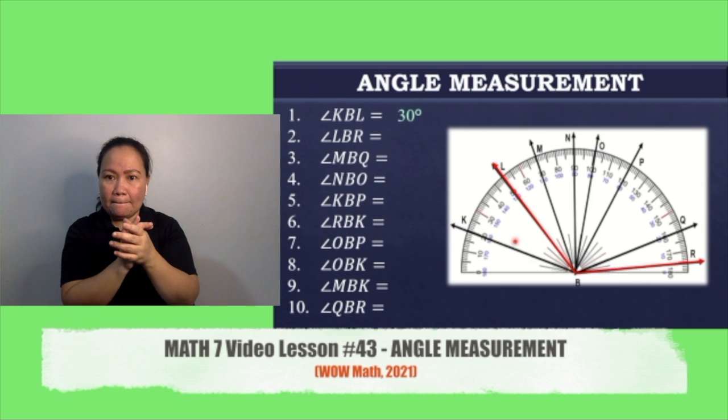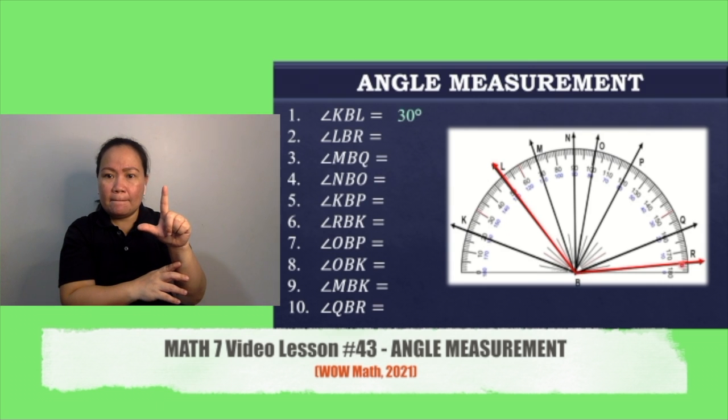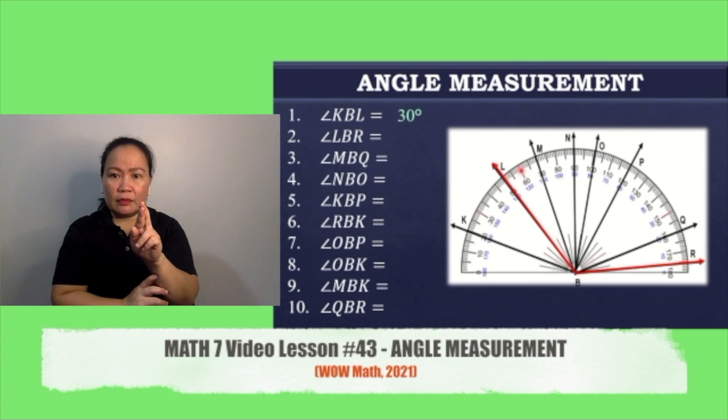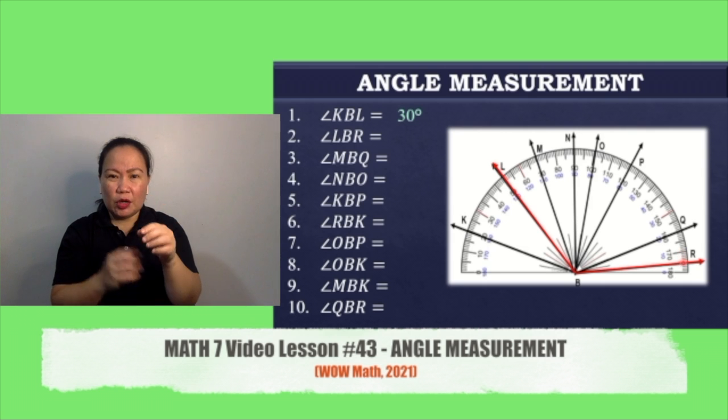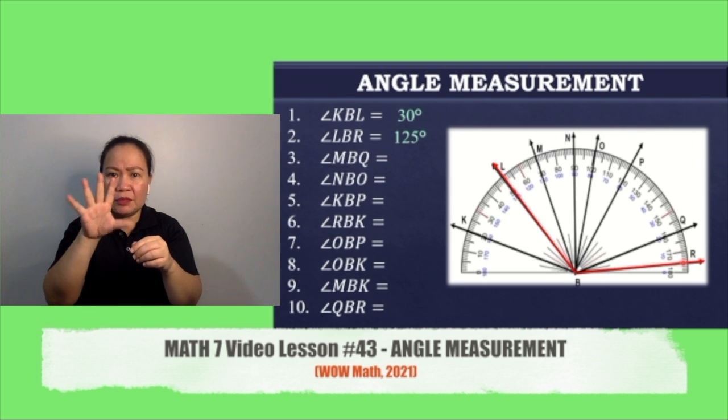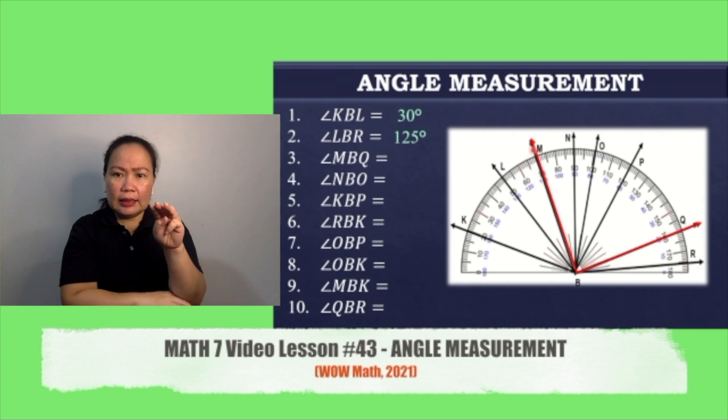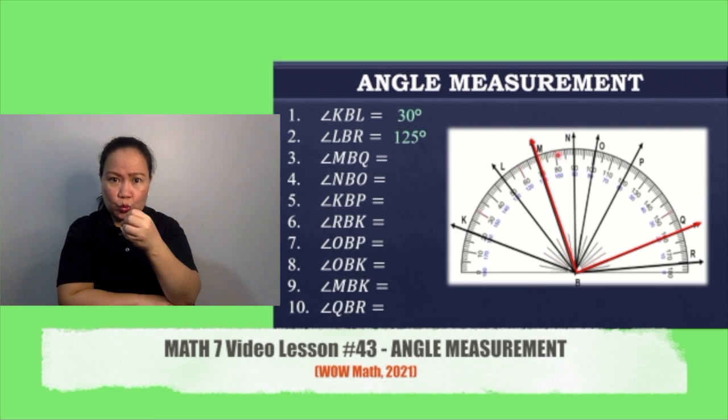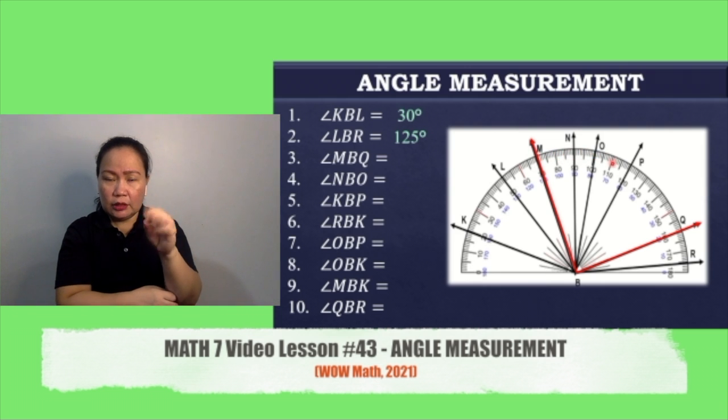Next, angle LBR. So, LBR. Okay, so bilangin natin. 10, 20, 30, 40, 50, 60, 70, 80, 90, 100, 110, 120, 125. Okay, kasi kalahati lang to. Okay, so 125 degrees. Next, angle MBQ. So, this is your angle MBQ. So, let us count. 10, 20, 30, 40, 50, 60, 70, 80, 90. So, this is 90 degrees.